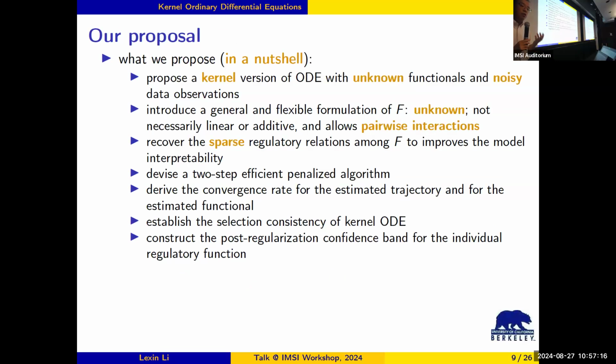So we propose this kernel version of ODE with unknown functions and noisy data observations, and we are also able to recover the sparse regulatory relationships among these f functions. This would greatly help the interpretation of the identified directed network. We developed a two-step penalized estimation algorithm, and we studied some statistical properties, including the convergence rate, selection consistency, and so on and so forth. So that's the first problem we are targeting here.